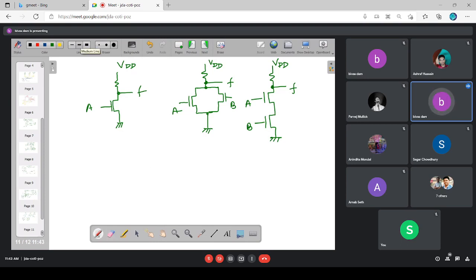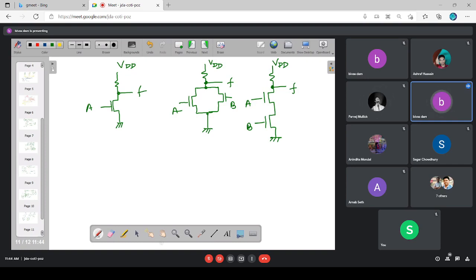Now tell me what will be F in the first circuit. If A is 0, what happens to a transistor? Transistor means I am considering the MOS transistor. It is off. So if the transistor is off, is any current flowing through the resistance? No, sir. As no current is flowing through the resistance, what will be the value of F? VDD, or logic 1.